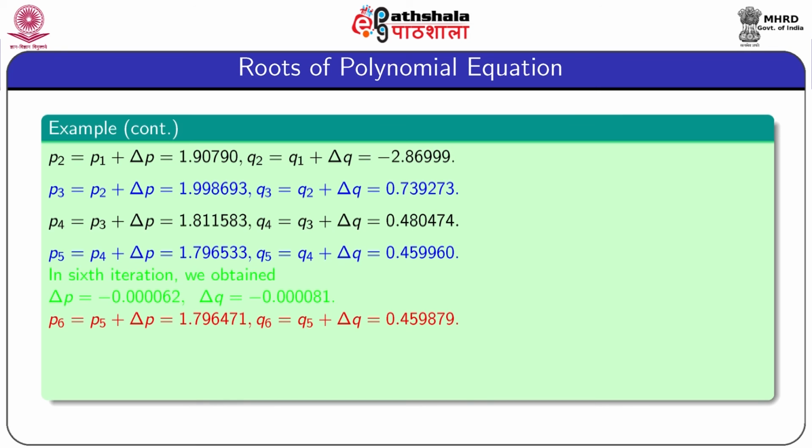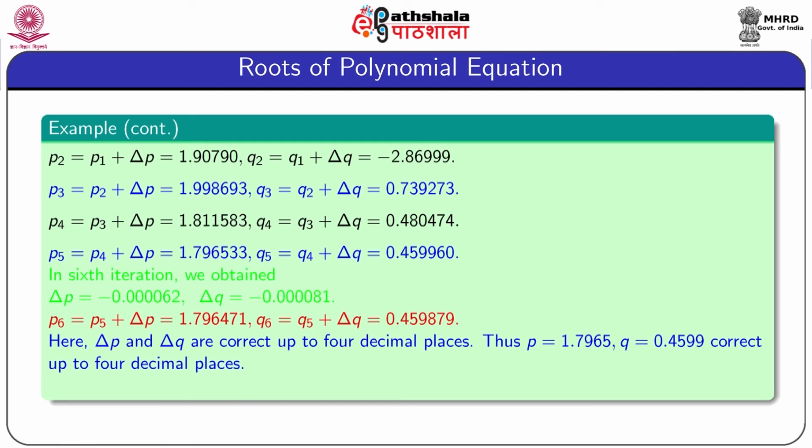Therefore, the sixth iterated values are p6 equals p5 plus delta p, which is equal to 1.796471, and q6 equals q5 plus delta q, equal to 0.459879. So, these are the sixth iterated values of the parameters p and q. Hence, delta p and delta q are correct up to 4 decimal places. Therefore, the values of p and q are 1.7965 and 0.4599, correct up to 4 decimal places.